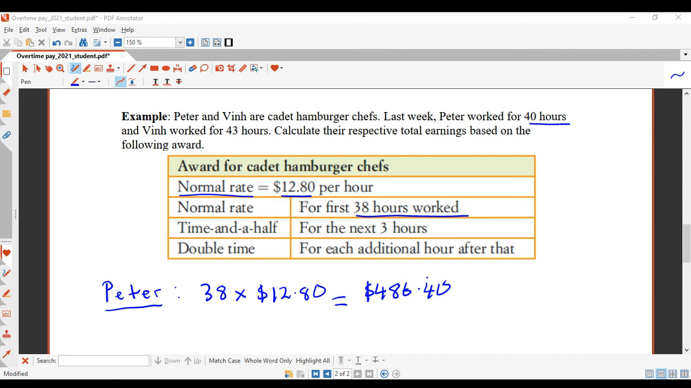Okay, that's all looking good. Now, don't forget Peter works 40 hours. So 38 we've done. That means he works 2 hours of overtime. After the 38 hours is worked, the next 3 hours is paid at time and a half. That means these 2 hours are paid at time and a half, which is 1.5 times the normal rate of pay of $12.80. So let's work that out. That's $38.40.